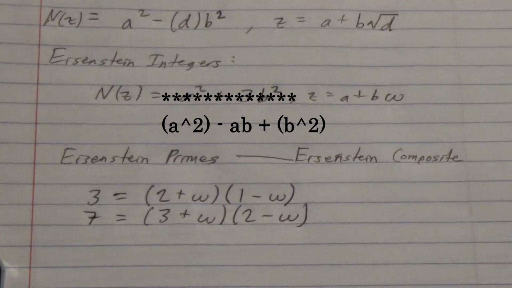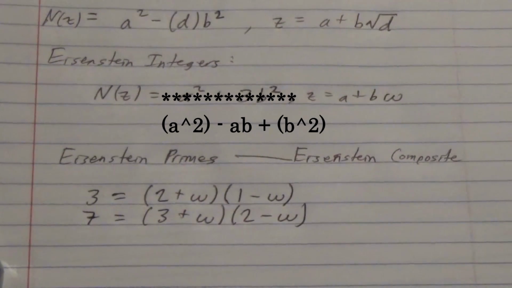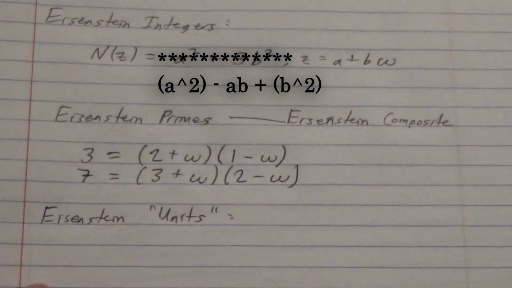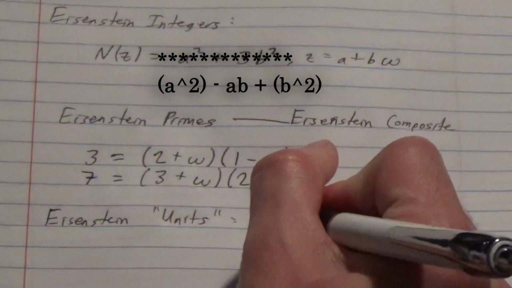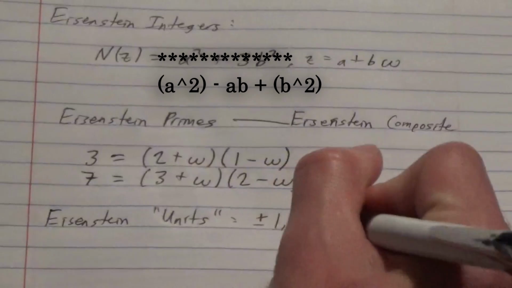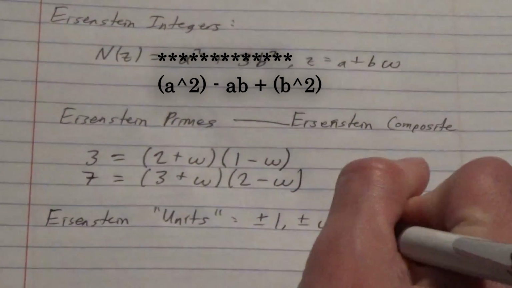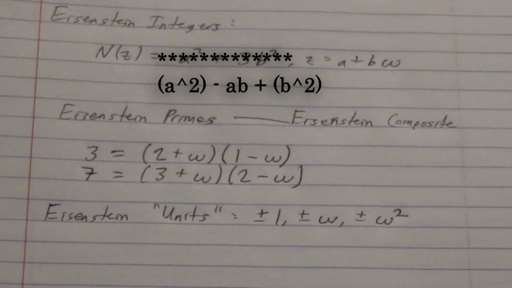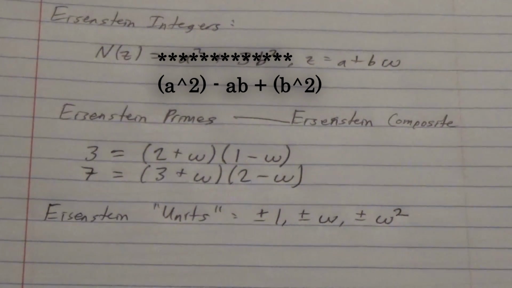I would also like to discuss what are called the units in Eisenstein integers. These are the 6 numbers. In fact, there are only 6 of them in the Eisenstein integers, which I will list out for you: plus or minus 1, plus or minus omega, and plus or minus omega squared. I showed you a diagram in the complex plane of the 3 different solutions to x cubed minus 1 equals 0, and in a way that pertains to this.